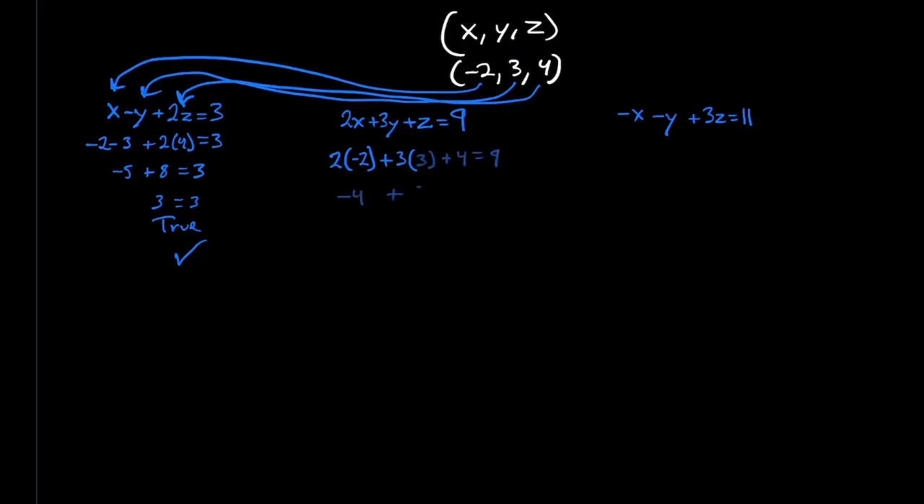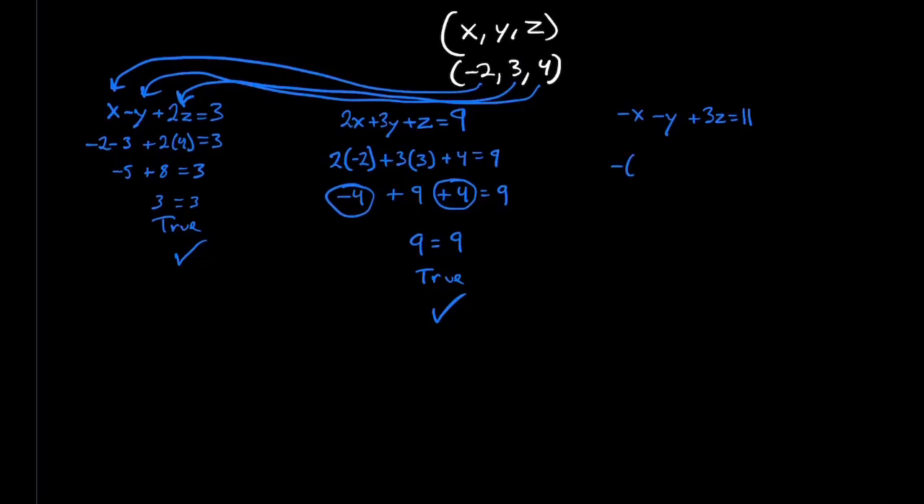So this is -4 plus 9 plus 4 equals 9. The 2 4's here are opposites. They're inverses, they cancel each other out. The -4 and the 4 are gone, and we have a true statement. 9 does equal 9. And so we now have to check the last equation.